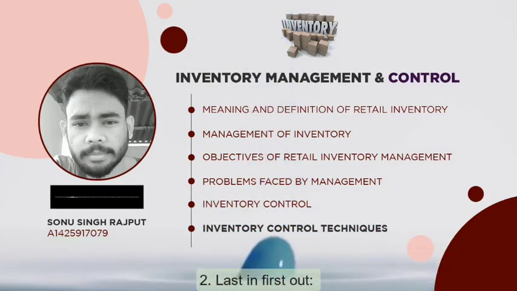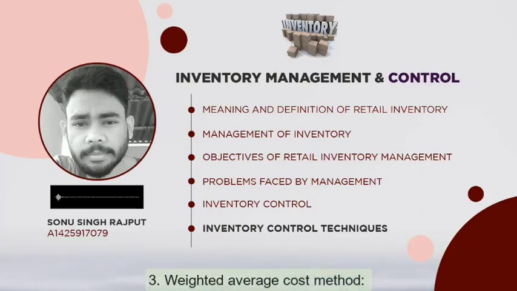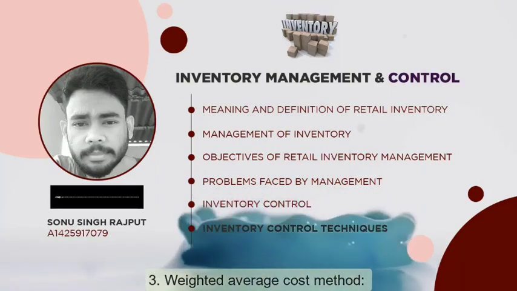The second is last in, first out. Whatever material we have received last will be issued first. So it's the opposite of the first one. The price of the last consignment is considered first. And this point is the same as the first one: when the last consignment is exhausted, the price of the second last consignment is adopted, and the list goes on.